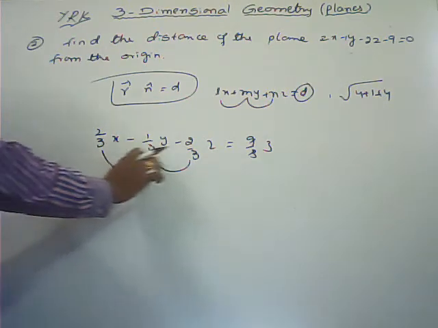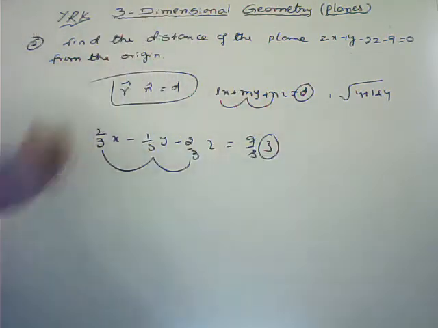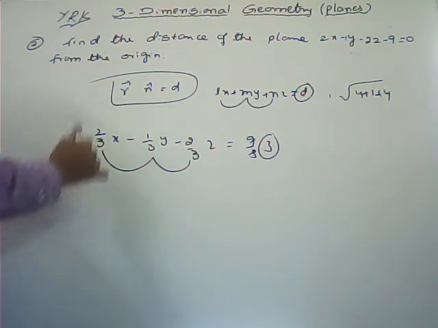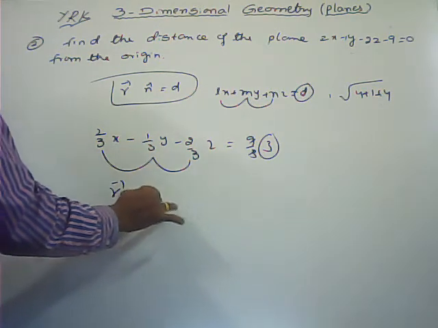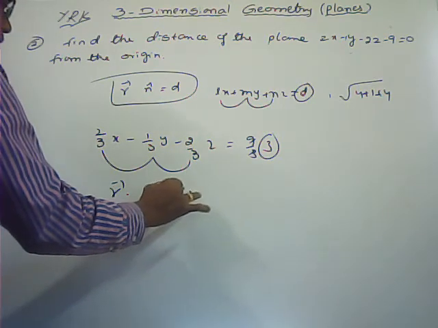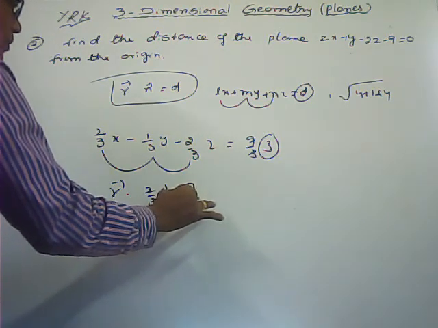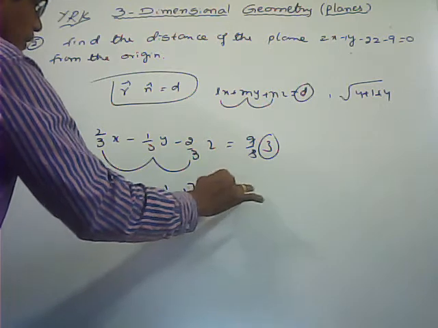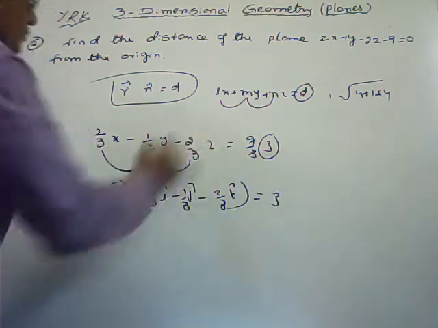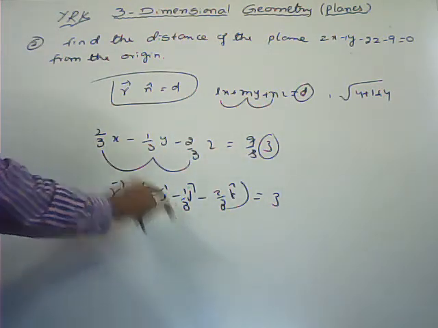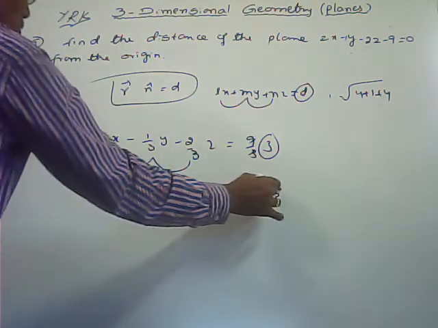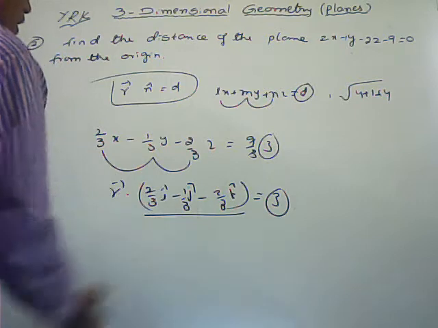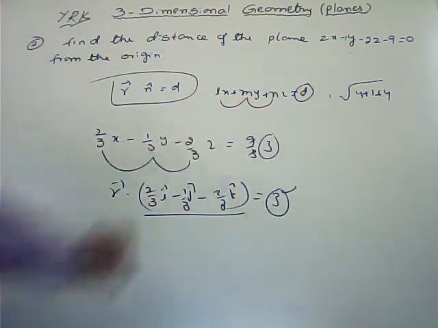If these are the DCs, then how do we write this in vector form also? r bar dot n cap, where n cap is 2 by 3 i cap minus 1 by 3 j cap minus 2 by 3 k cap, equals 3. The modulus of n cap we can get as 1 only. r bar dot n cap equals d, so this is the normal unit vector. So here the distance from the origin to that plane, we say, is 3.